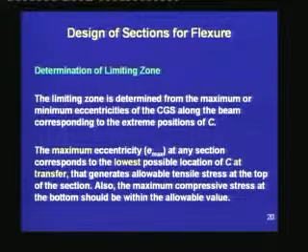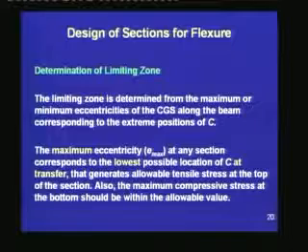The limiting zone is determined from the maximum or minimum eccentricities of the CGS along the beam corresponding to the extreme positions of C. The maximum eccentricity, which will be represented as e max at any section, corresponds to the lowest possible location of C at transfer that generates allowable tensile stress at the top of the section. Also, the maximum compressive stress at the bottom should be within the allowable value.